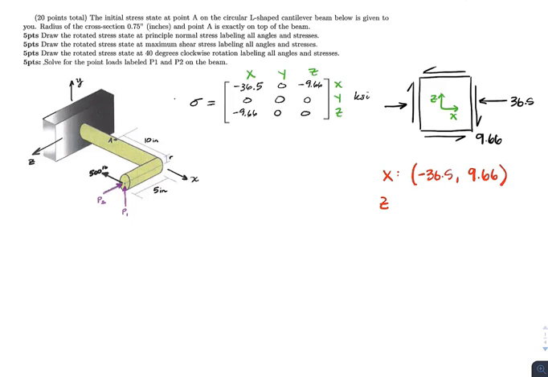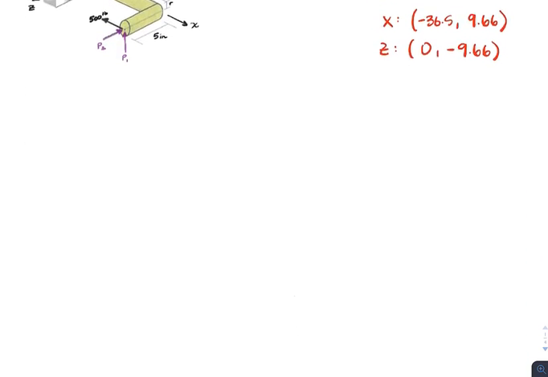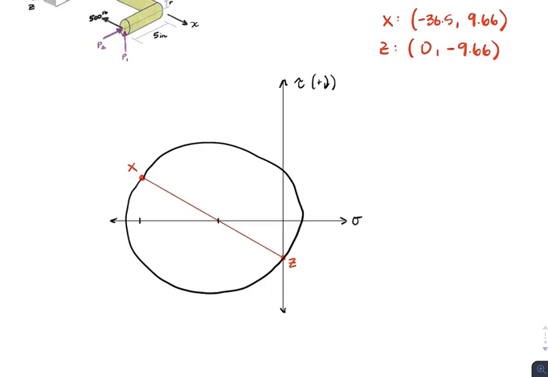And then if we go to our z point, its normal stress is 0. There's no stresses acting on it. And then the shear stress acting on it is causing a counterclockwise rotation. So it's going to be a negative 9.66. So now we just have to plot that on our Mohr circle, which I'm going to draw just down here. So here is our Mohr circle given the 2 points that we found.